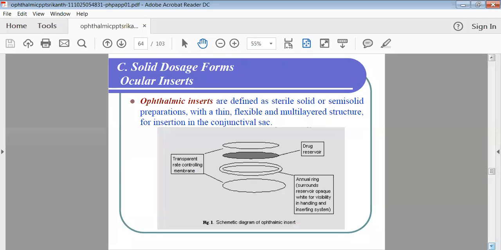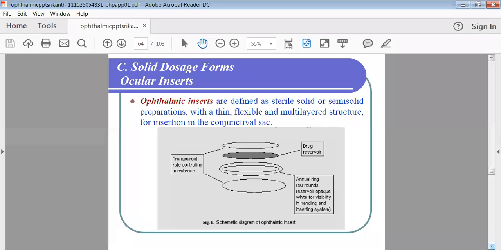The next is solid dosage forms. Initially we have seen solutions, suspensions, and then gels and ointments. Now, because of modern technology as well as instruments, and because of modifications, we have developed solid dosage forms for the eye. These are sustained release type dosage forms we have developed for ophthalmic purposes.